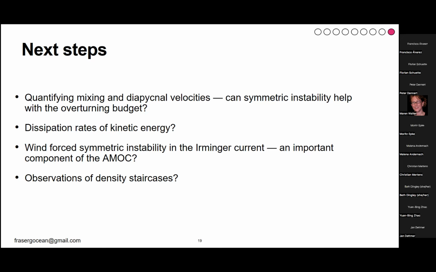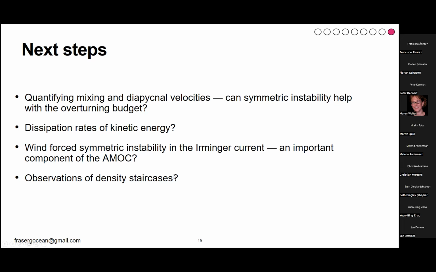I've also been looking, more recently, at modeling wind forced symmetric instability in the Omega current, which is another important component of the AMOC. And I'm hoping to use some of the lessons learned from modeling these cross-equatorial currents to try and better understand how symmetric instability in this current can help with deep water formation at the high latitudes.